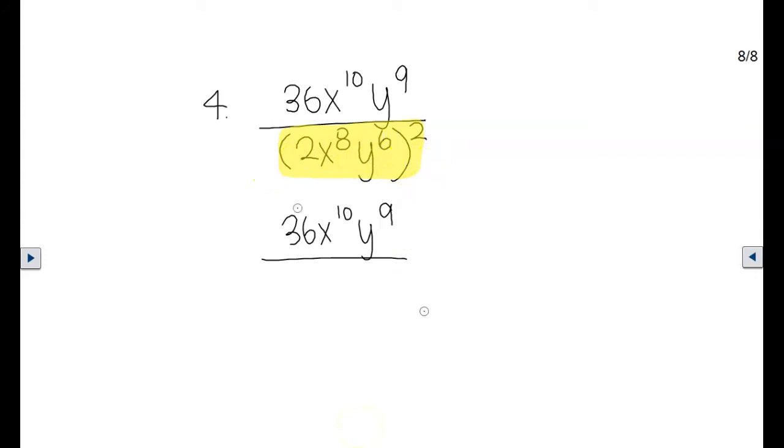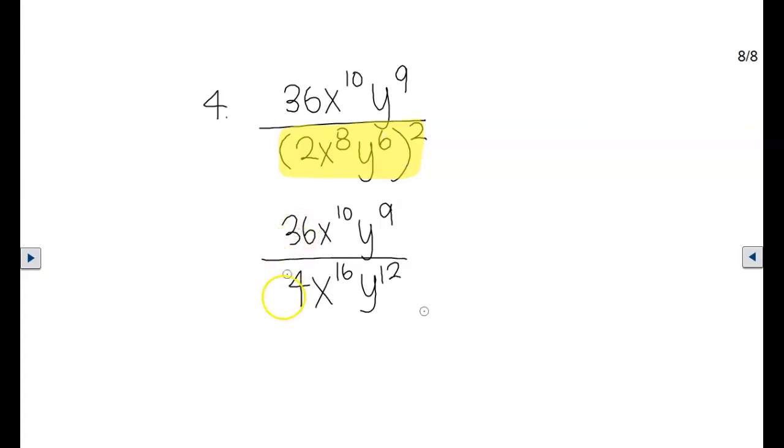So I'm going to take my coefficient of 2, raise it to the second power. That's going to give me 4. And then power to a power tells me to multiply exponents. So for x, I'm going to do 8 times 2. And for y, I'm going to do 6 times 2. So take care of that power to a power first. Now, quotient rule. I see a division problem in front of me, so now I'm going to do quotient rule.